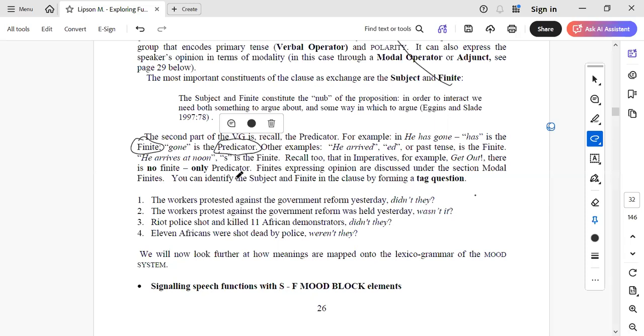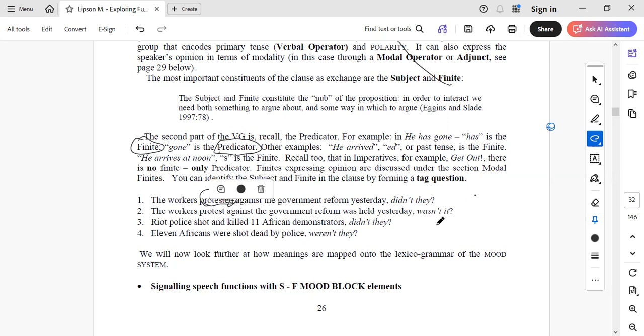Where is the finite here? Can you tell me? Because we discussed finiteness in one of our classes previously. Not exactly protested. This ed indicates tense. So we can say this ed is the finite, and the whole thing, protested, is the predicator, basically, right?